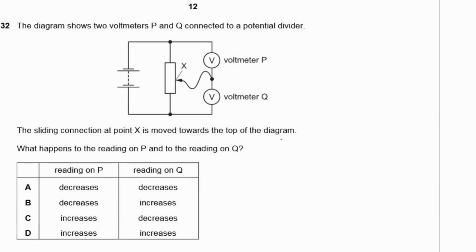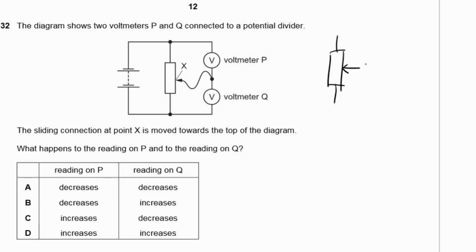There we are. 32. The diagram shows two voltmeters P and Q connected to a potential divider. Alright, so let's draw out a little circuit and see what happens. We've got 2 voltmeters, and we're going to be asked, that's a sliding connection, what happens to the reading on P and the reading on Q. So let's see what happens.